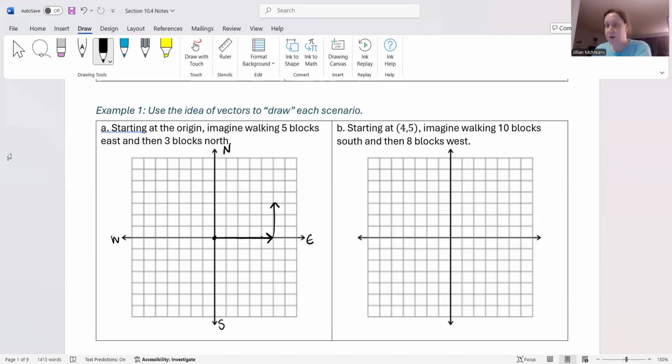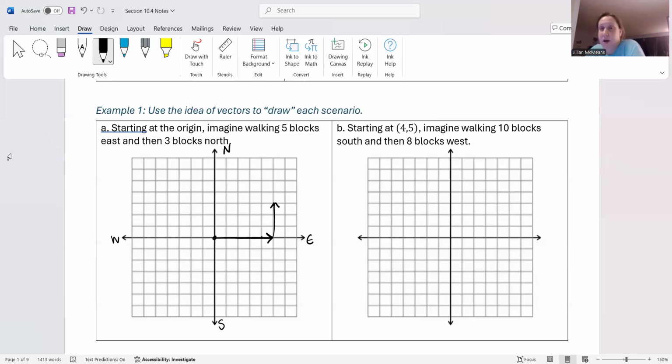At some point in just a bit, we're going to talk about adding vectors, and we would basically do something very similar to this, and then we get some resultant vector. We'll talk about that when the time comes. Now, for this part B, let's say we're starting somewhere else.